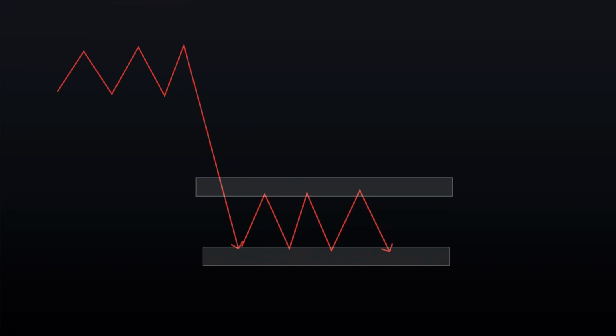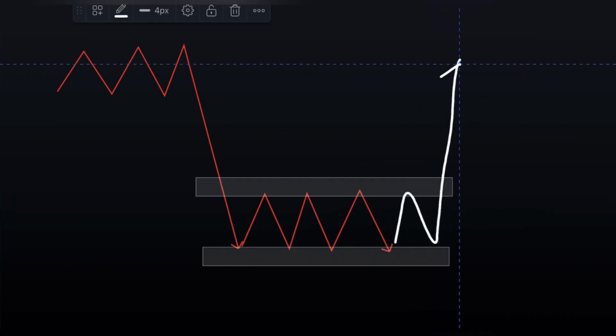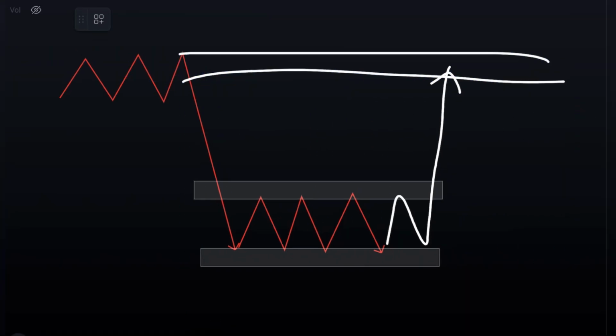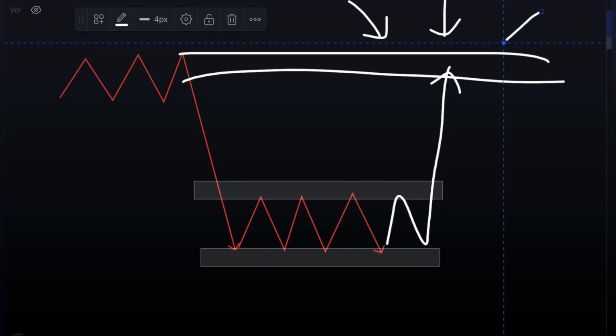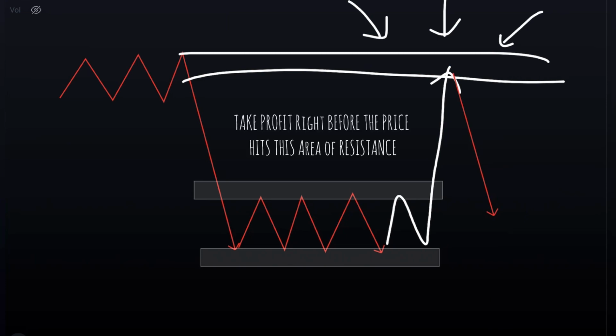Now, the tendency is, if the price breaks out from this area, it could go into this resistance where a possible strong selling pressure might come in place, which could push back down the price. So either you take profit right before the price hits this area of resistance, or do not enter at all.